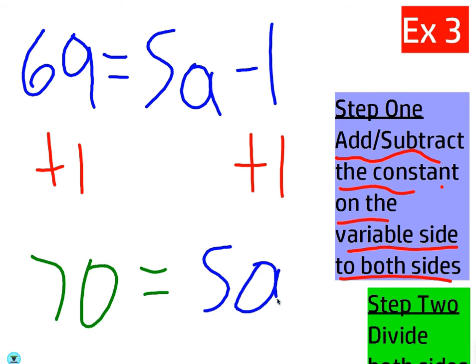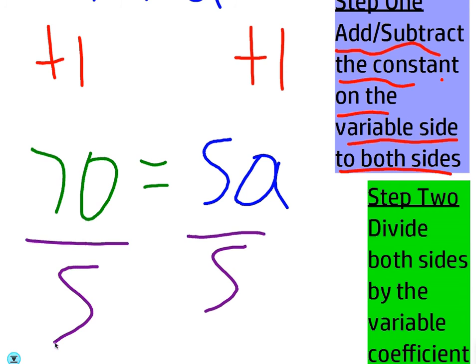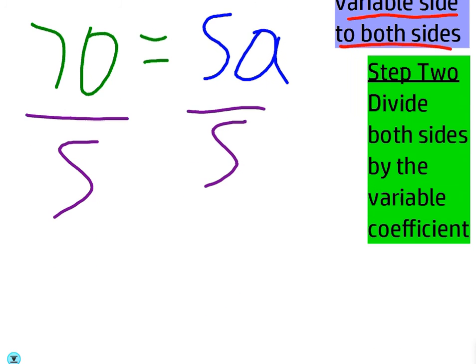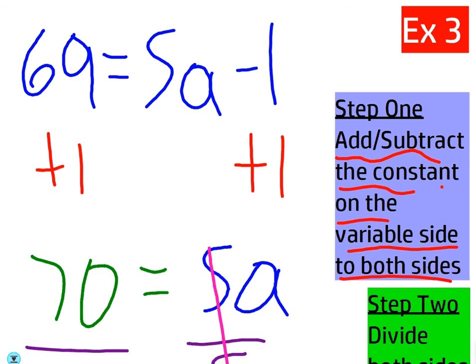Whoa. Right? 12 is 60. So we're going to divide by 5. Okay, yeah. So 60 over 5 is 12. 70 over 5 is 14. Good job. You guys are quick. And if we were to plug 14 back in, we would get 5 times 14 minus 1, which is 70 minus 1, which is 69. So it checks out.